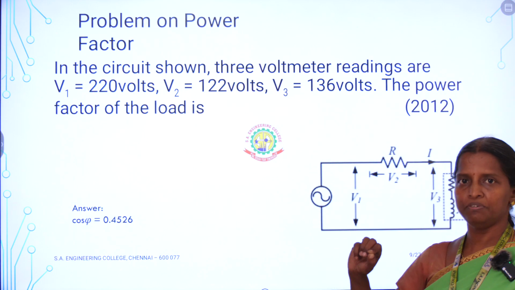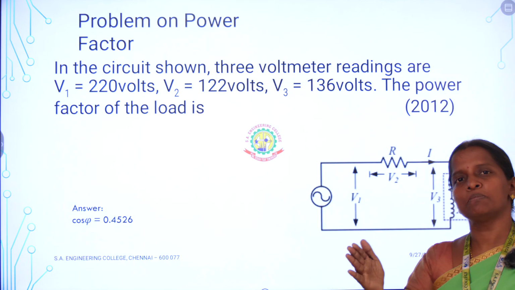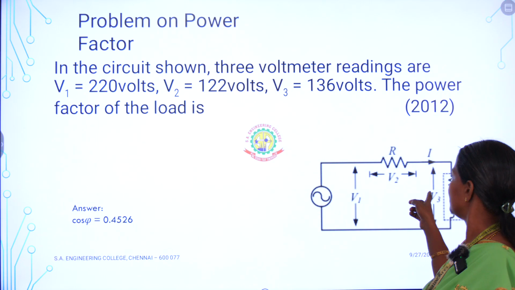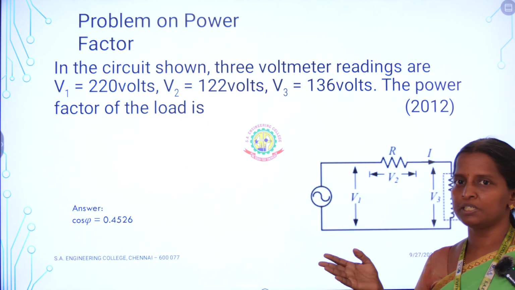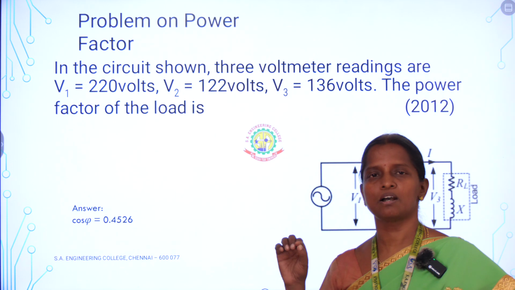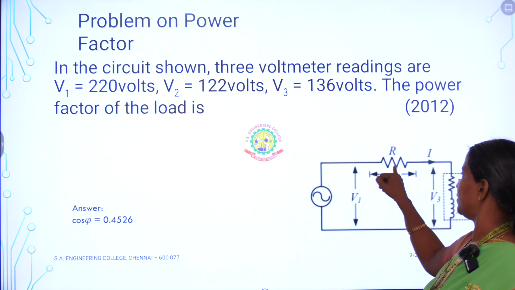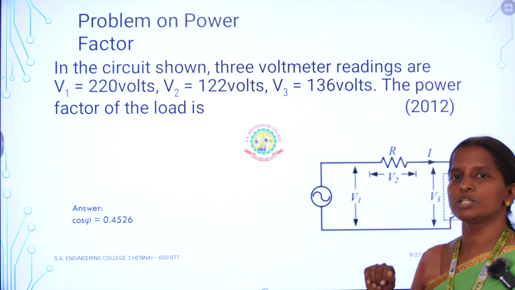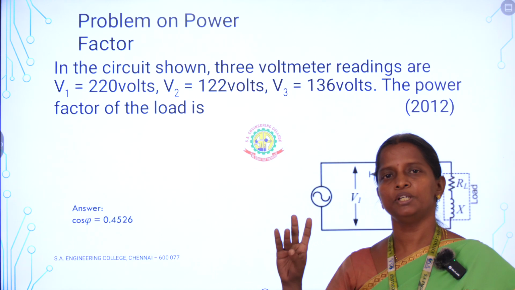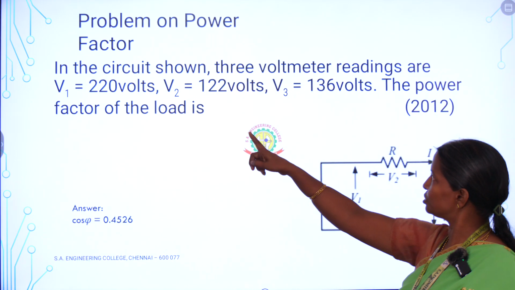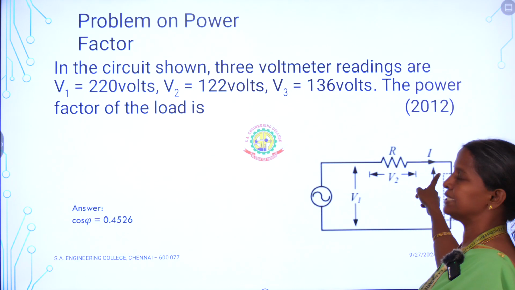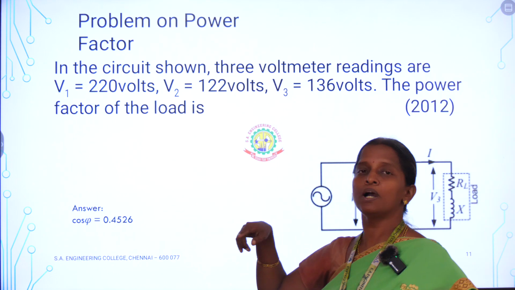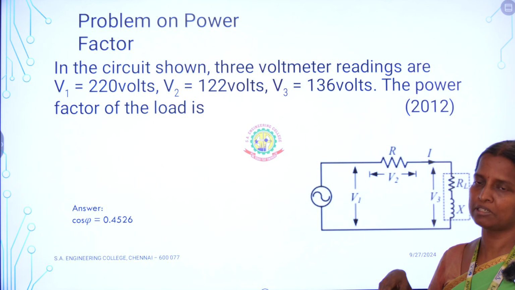So we know the V1 value, V2 value, V3 value. Then where does the cos phi, the power factor, come in? Whenever we take this V2 and V3, there will be a phase shift. That angle is phi. So V1 squared is equal to V2 squared plus V3 squared plus 2 times V2 V3 cos phi. We know all the values V1, V2, V3. Substitute the values 220, 122, 136 in this equation and find out the cos phi value. We are getting 0.4526 as the power factor.